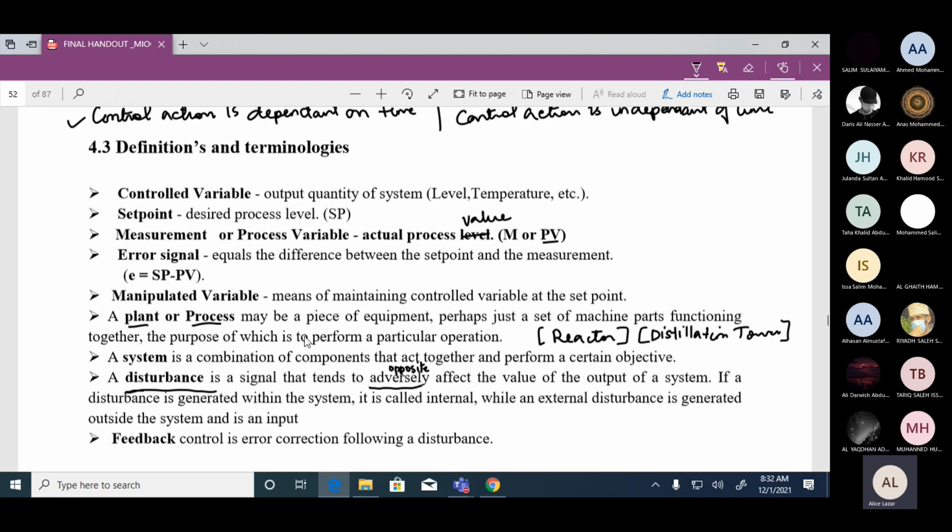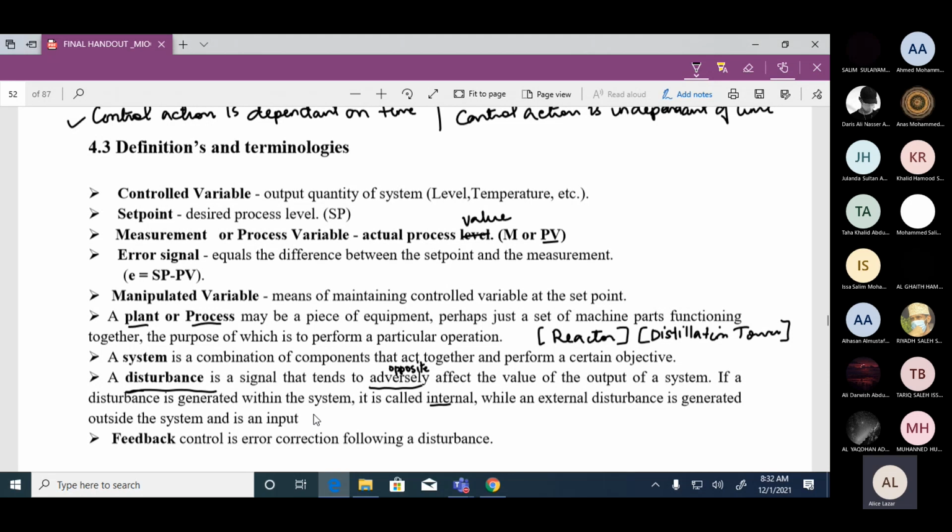So disturbances can be of two types. One which is inside the system, within the system, that's called an internal disturbance. An external disturbance is generated outside the system. For example, the example that I gave you of the temperature suddenly changing because of opening the windows, that is an example of an external disturbance.